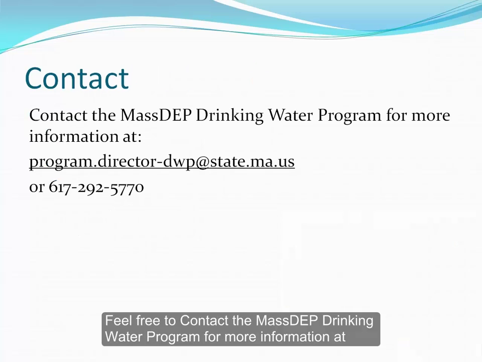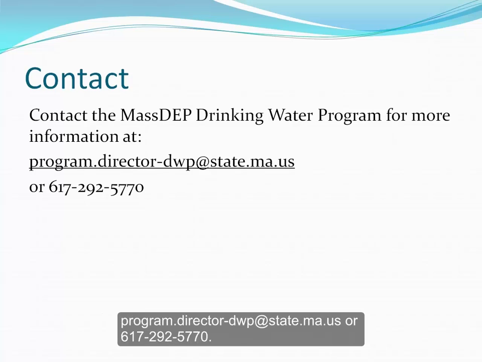Feel free to contact the MassDEP Drinking Water Program for more information at program.director-dwp@state.ma.us or 617-292-5770.